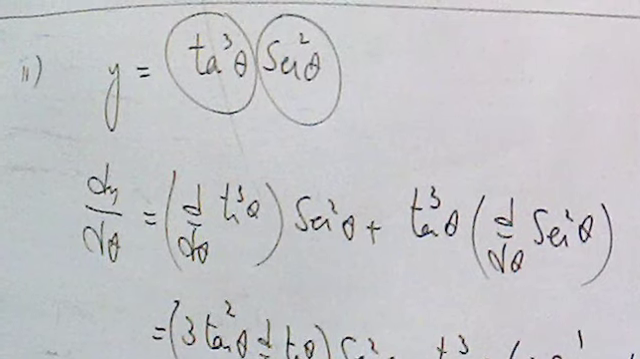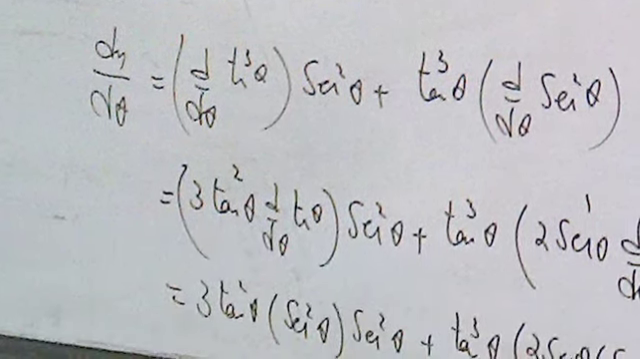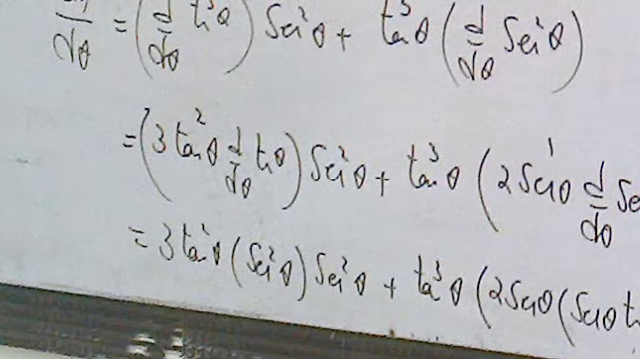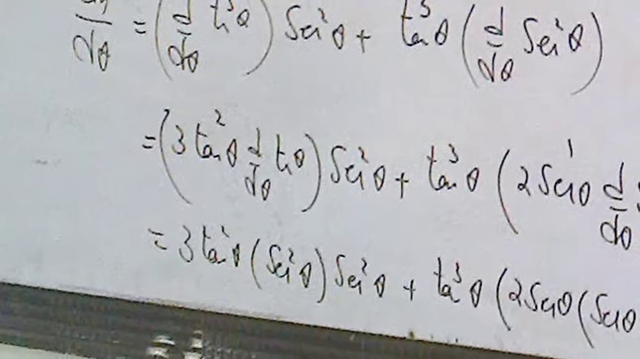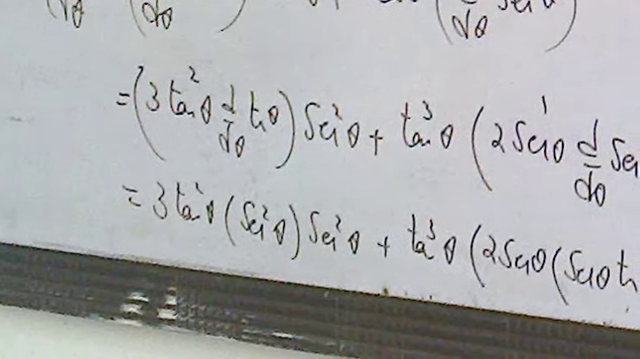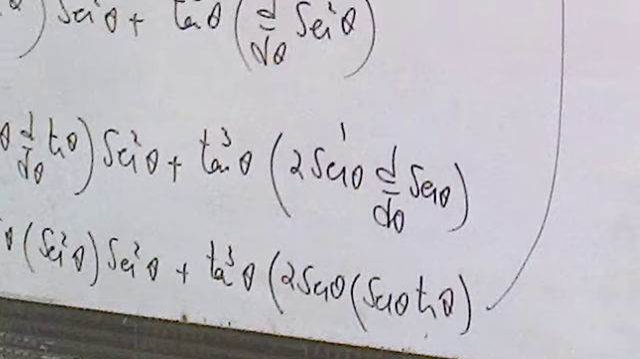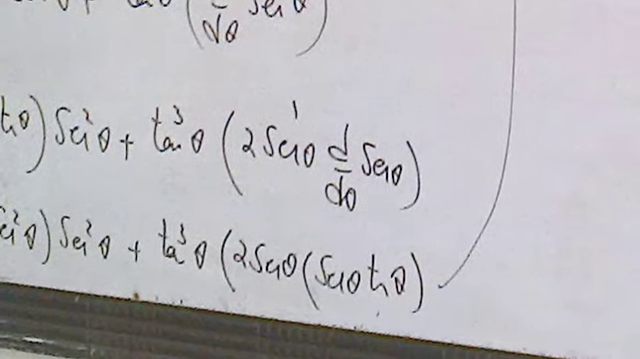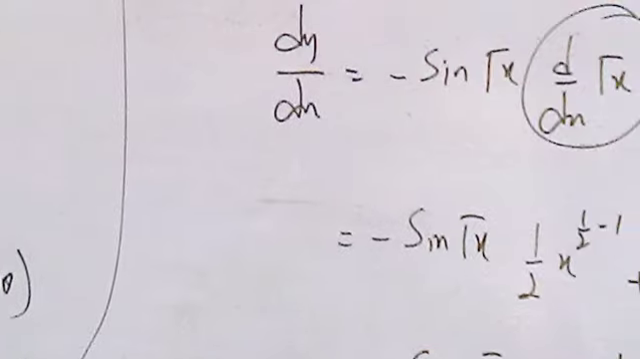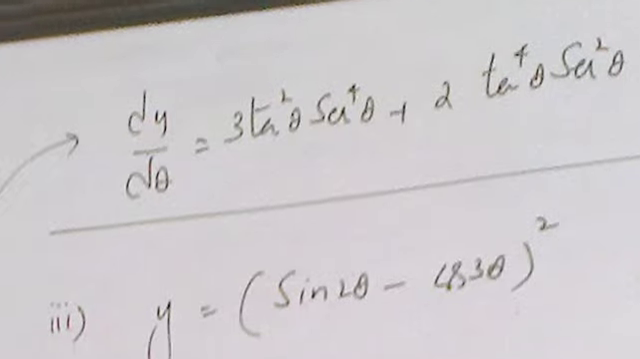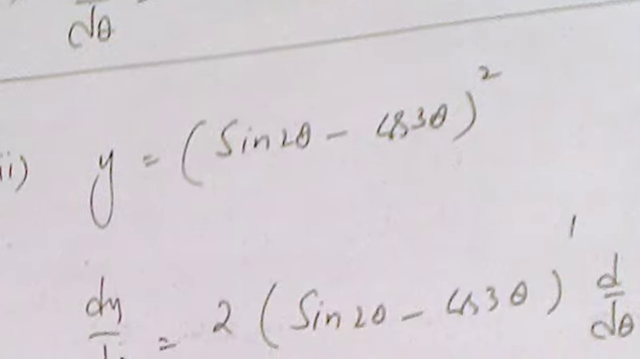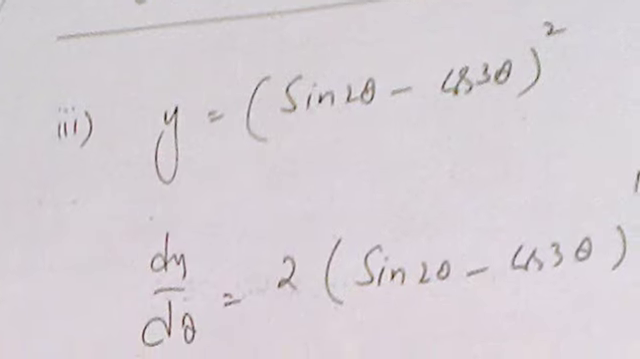Again we apply the product rule here. We differentiate with respect to theta. We put these values in the product rule and we differentiate the values with d by d theta. Derivative of tan cube is 3 tan square, and then derivative of the base, and also 2 secant, power is 2 minus 1, and derivative of secant base. This is the answer.